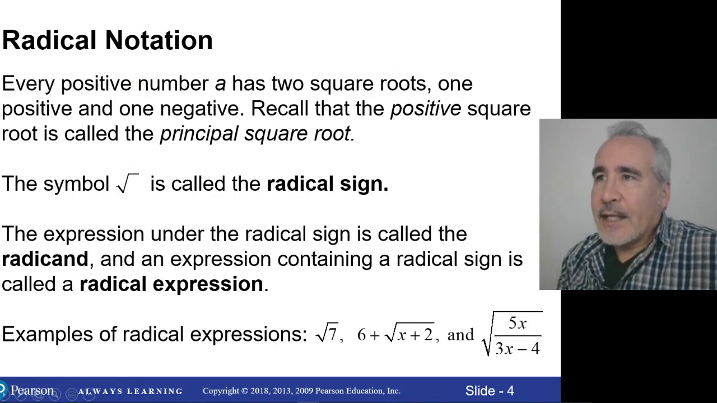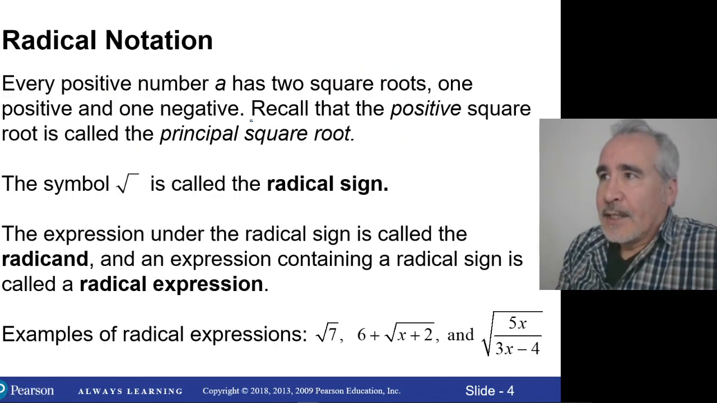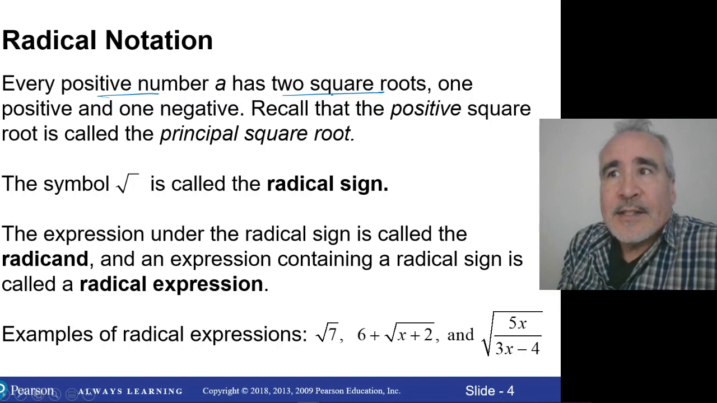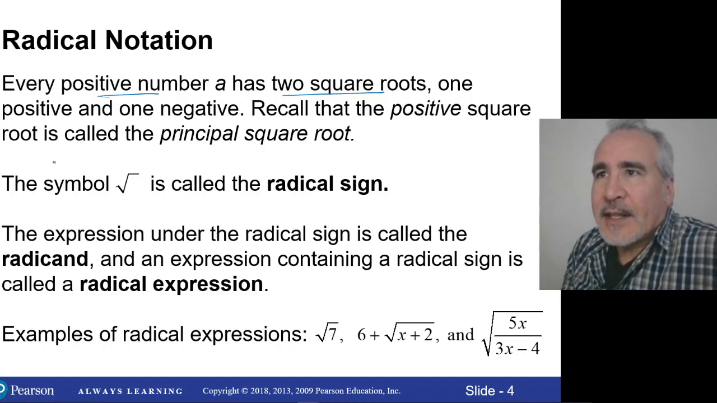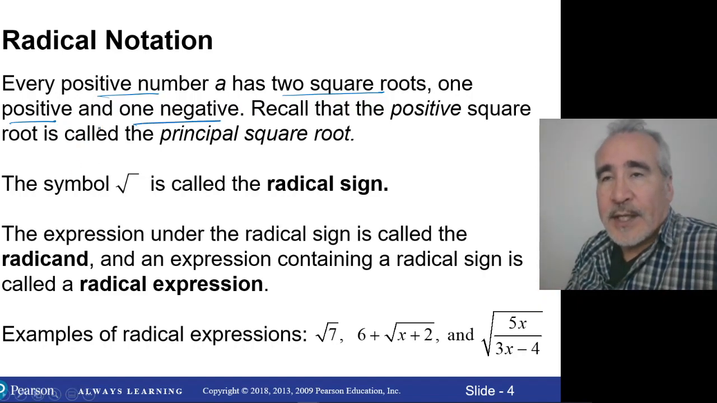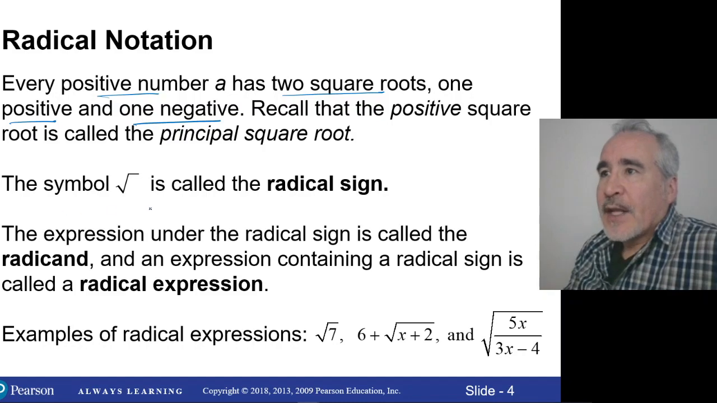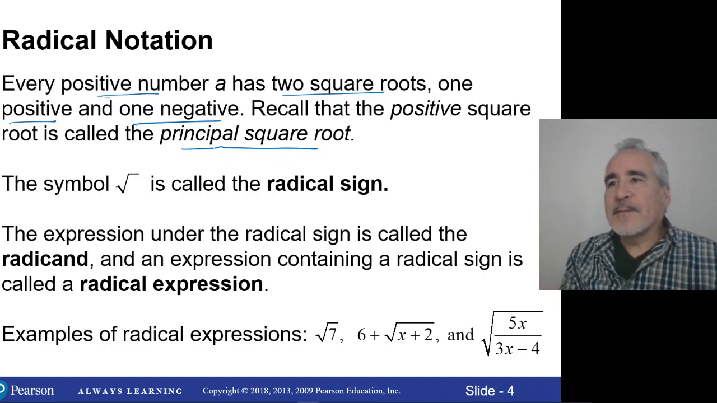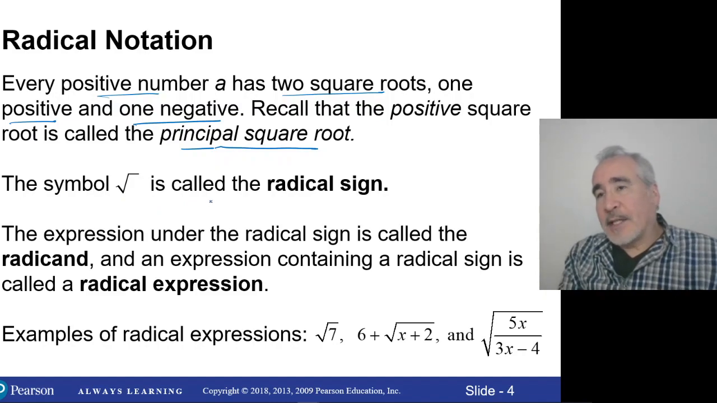Okay, and here we get into some more information. Every positive number has two square roots, a positive and a negative one, just like the 3 and the negative 3. They call the positive one the principal square root, and usually when they want the square root, that's what they're looking for. But sometimes they want the negative one, because it's there.